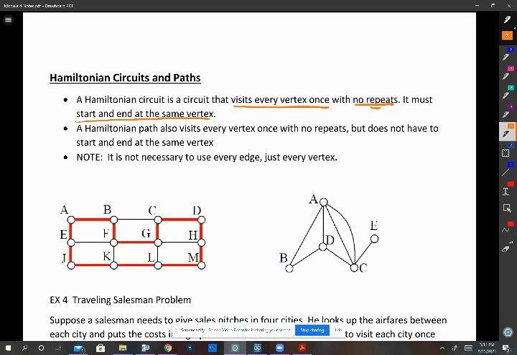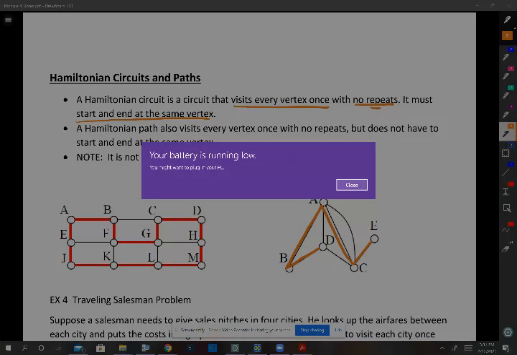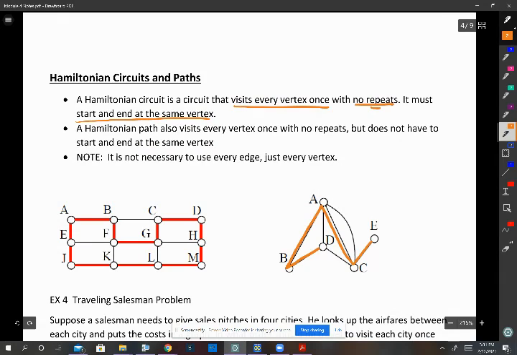A Hamiltonian path, though, visits every vertex once with no repeats, but does not have to start and end at the same vertex. So this little guy out here, E, it's fine. You can go from E to A to B to D. So you visit everybody, but you don't need to start and stop at the same place.